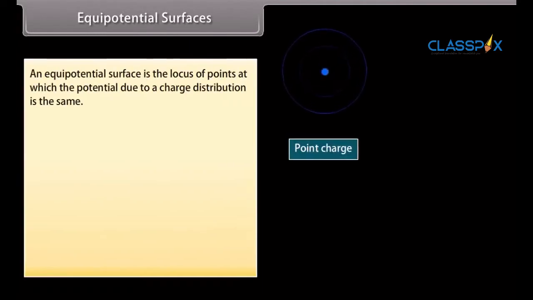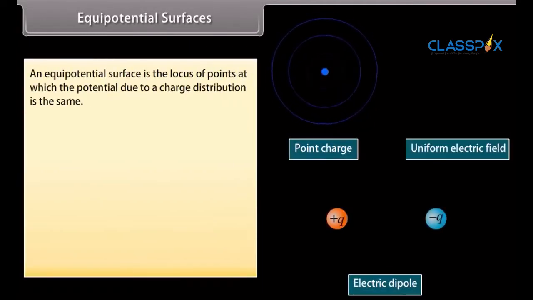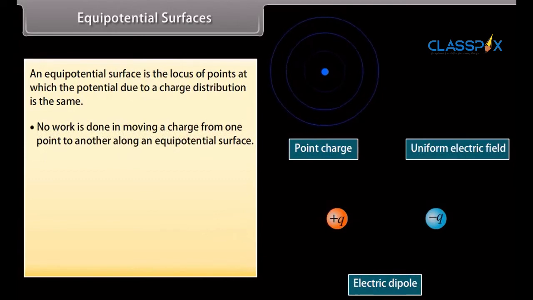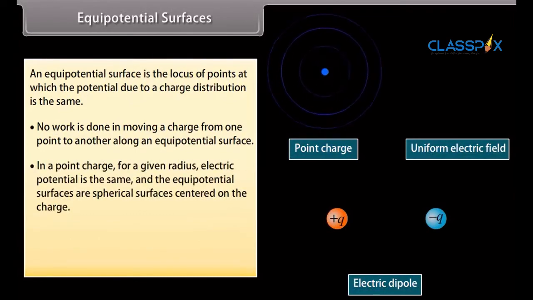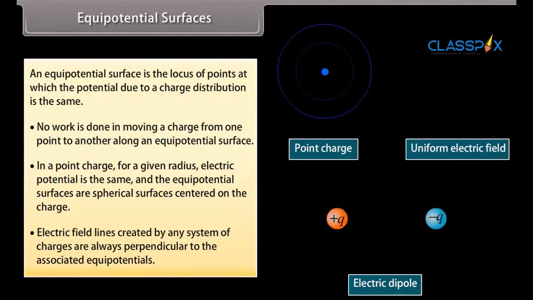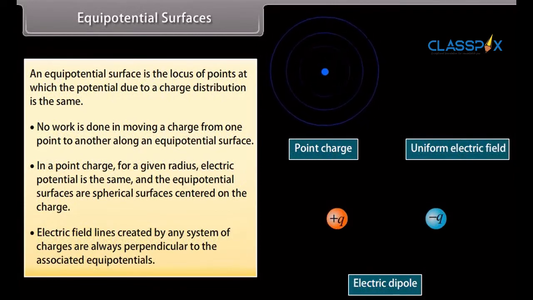Equipotential surfaces. An equipotential surface is the locus of points at which the potential due to a charge distribution is the same. No work is done in moving a charge from one point to another along an equipotential surface. For a point charge, at a given radius the electric potential is the same, and the equipotential surfaces are spherical surfaces centered on the charge. Electric field lines created by any system of charges are always perpendicular to the associated equipotentials.